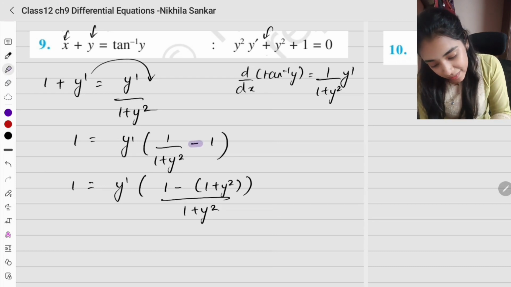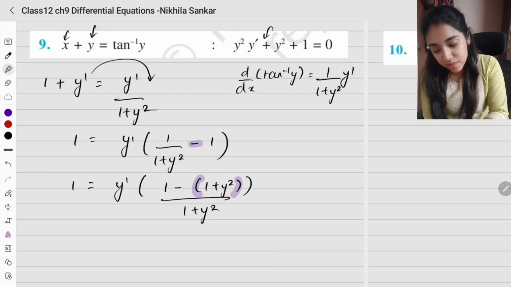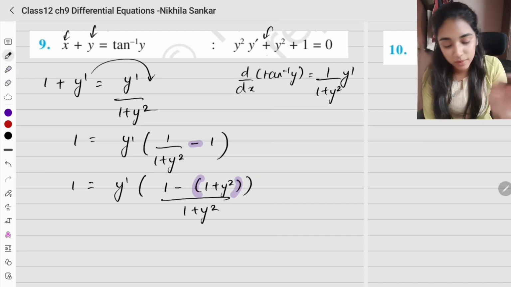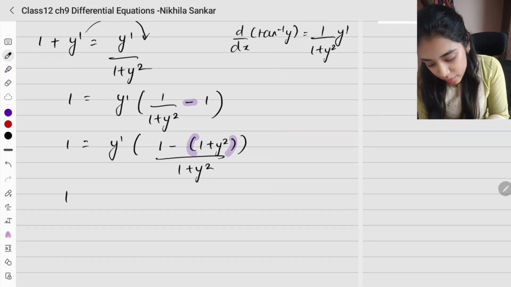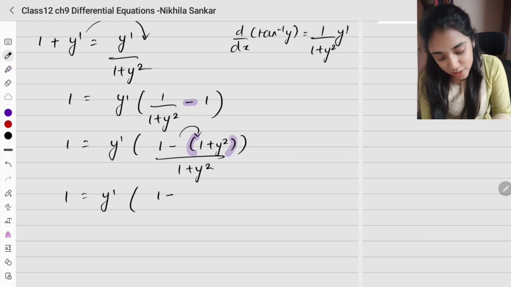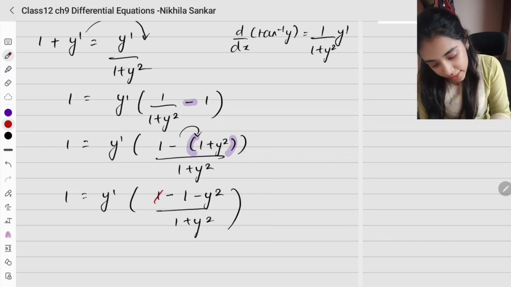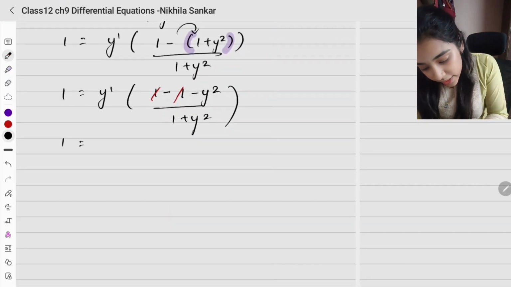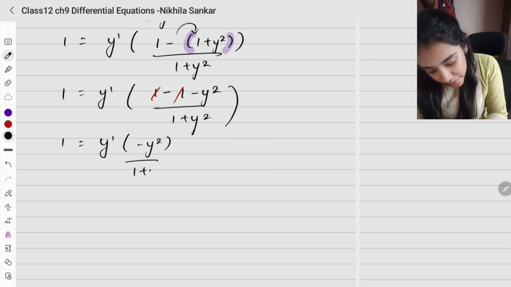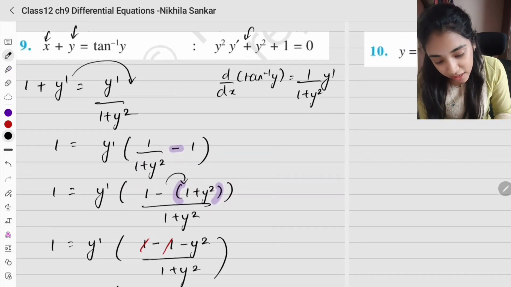You see that I have a minus here, so I am putting a bracket. It is very, very important. Don't forget the bracket. Okay, now I have 1 equals y dash times (1 minus 1 minus y square), the whole divided by (1 plus y square), multiplying the minus inside. So the 1 and the minus 1 will get cancelled. What am I left with? I have 1 equals y dash times (minus y square), the whole divided by (1 plus y square).